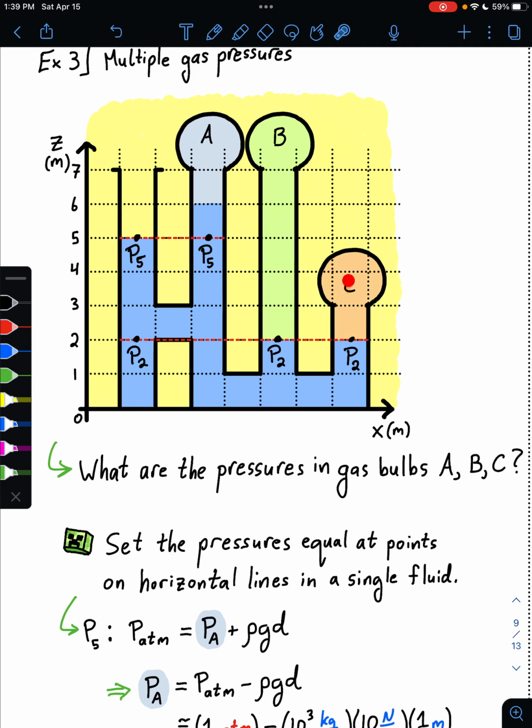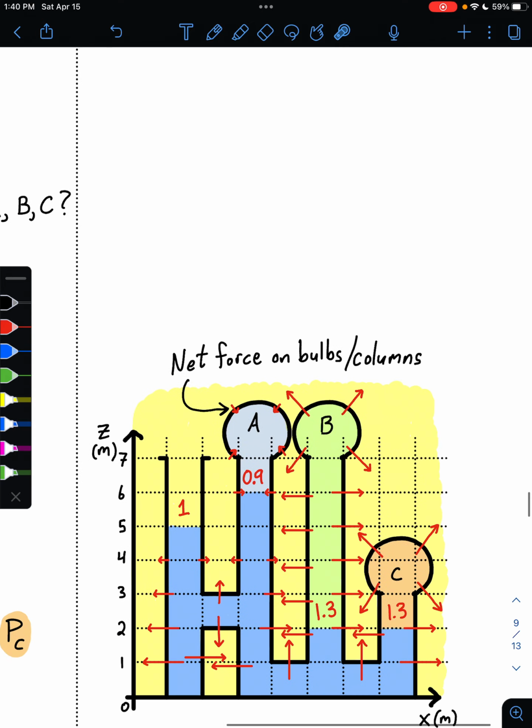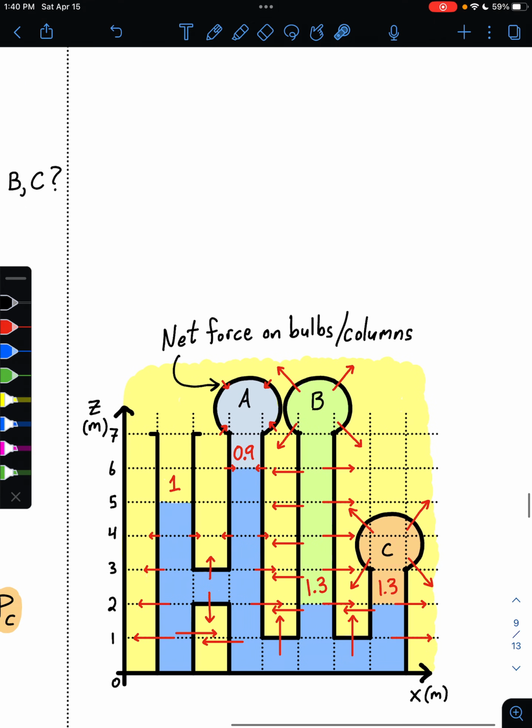And we know that the 1.3 atmospheres in these columns is the same pretty much all the way through the column, since pressure in a gas doesn't change much with height, unless you're talking about heights of hundreds of meters. So our overall picture then looks like this, where here I'm showing with these red arrows the net force on the bulbs or columns, that is on the walls of the bulbs or column, the net pressure force due to the difference between the outside pressure and the inside pressure.